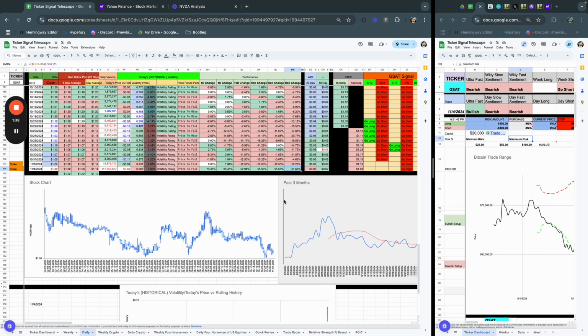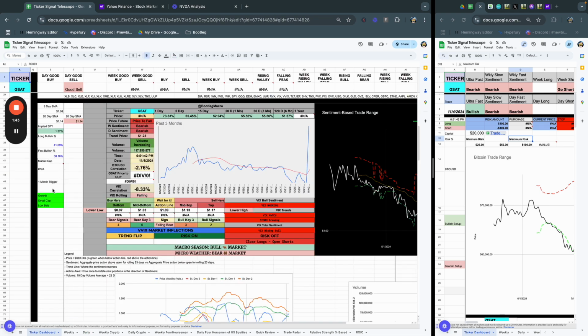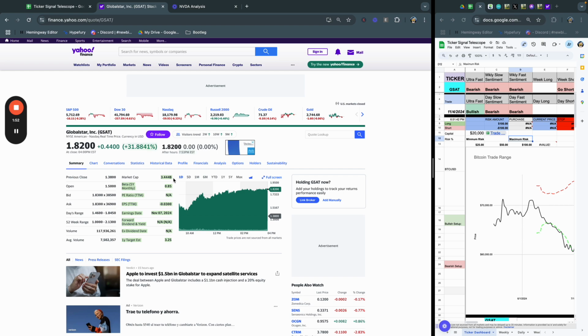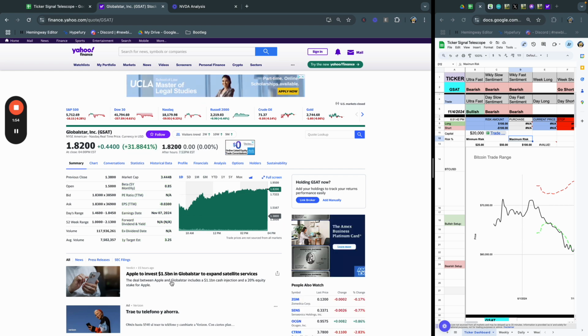I don't even know what the market cap is. Let's just do a quick gander at the market cap. Yeah, it doesn't even have a market cap. So, I honestly have no idea what to consider this thing. Let's just go ahead and look really quickly at Yahoo Finance if you want to get an idea. Okay, 3.4 billion. I don't know what this is. Oh, Apple's going to invest 1.5 billion into this thing.